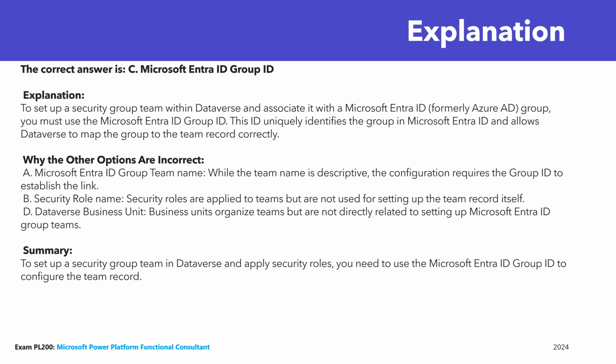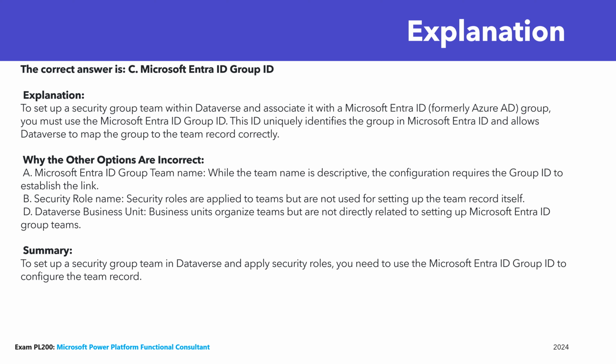The correct answer is C. Microsoft Entra ID Group ID. Explanation. To set up a security group team within Dataverse and associate it with a Microsoft Entra ID, formerly Azure AD Group, you must use the Microsoft Entra ID Group ID. This ID uniquely identifies the group in Microsoft Entra ID and allows Dataverse to map the group to the team record correctly.